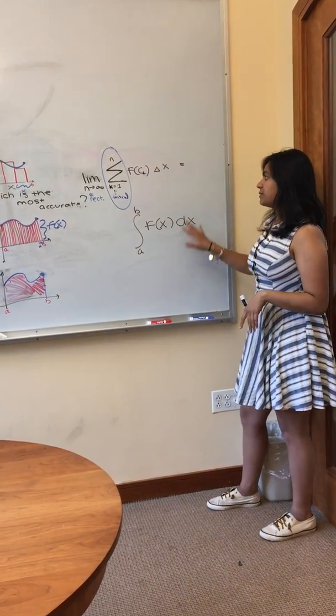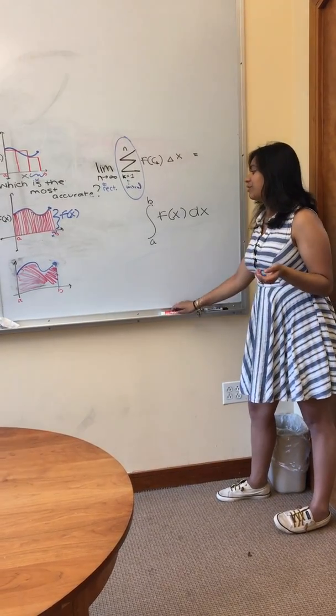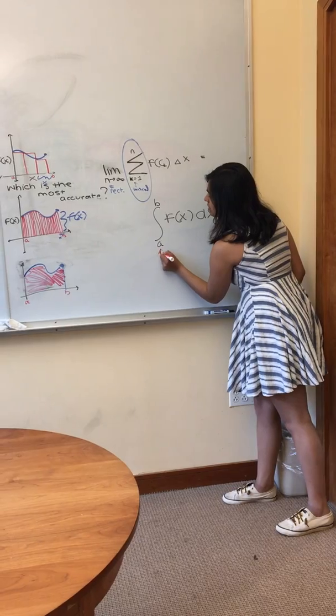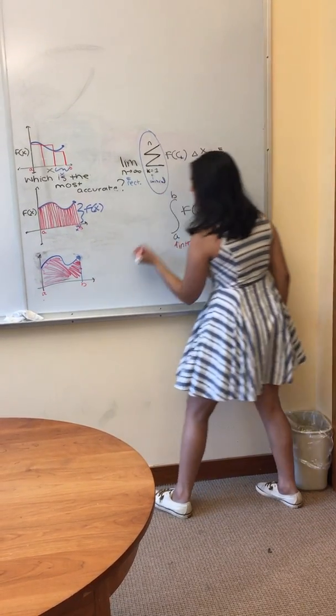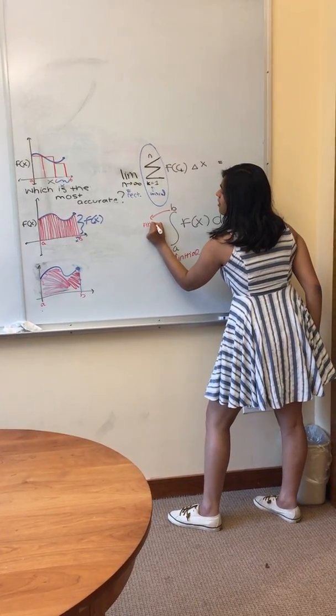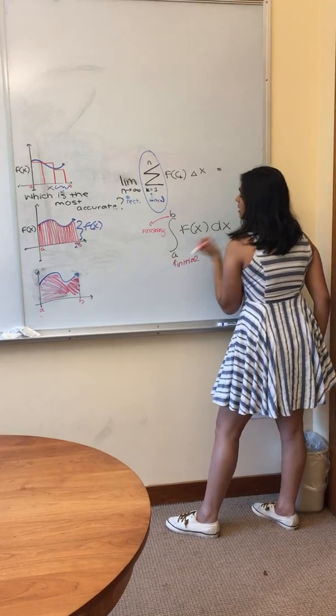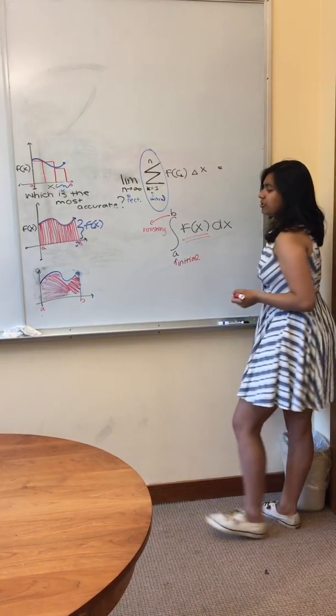So this is just a fancy way of writing this, and it's what calculus is based off of. This is an initial value, as shown in the graph, that would be a. This is the finishing value. And then this is the function that you're trying to find the area under the curve of.